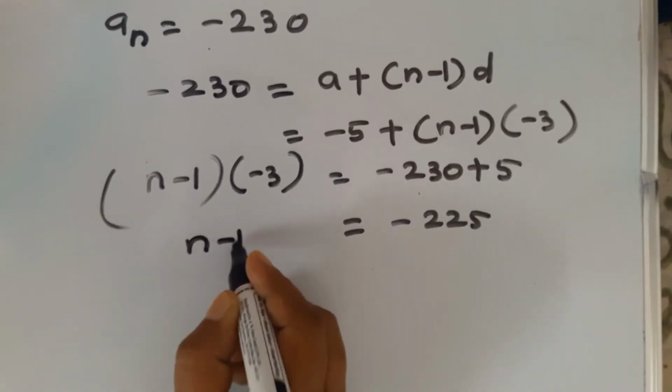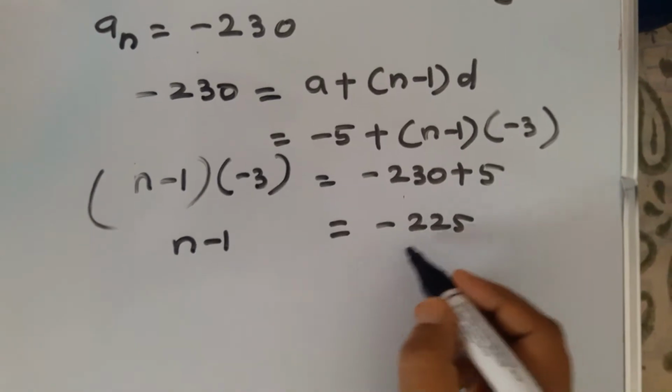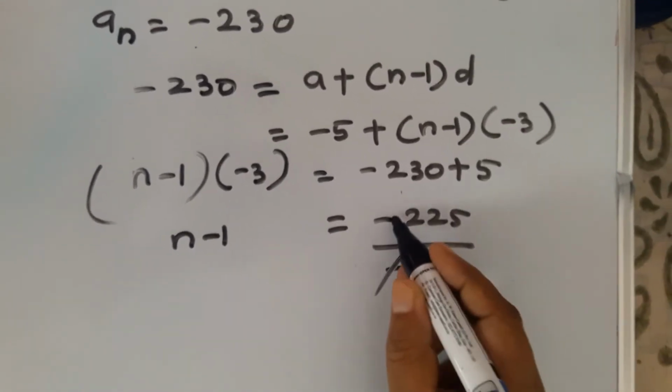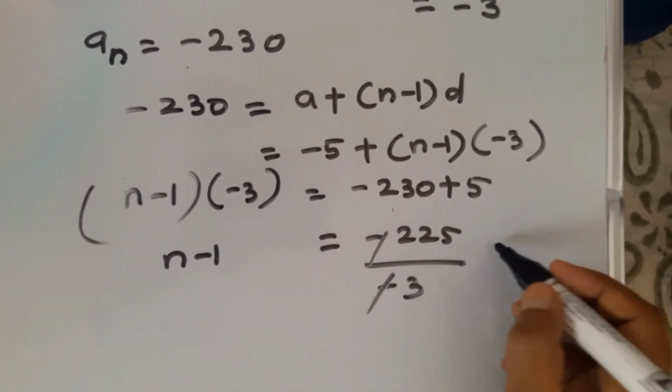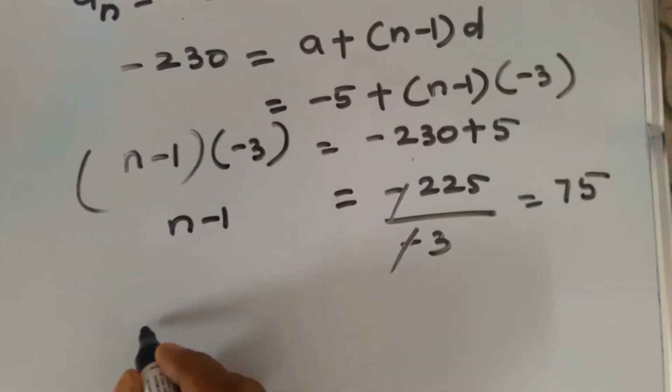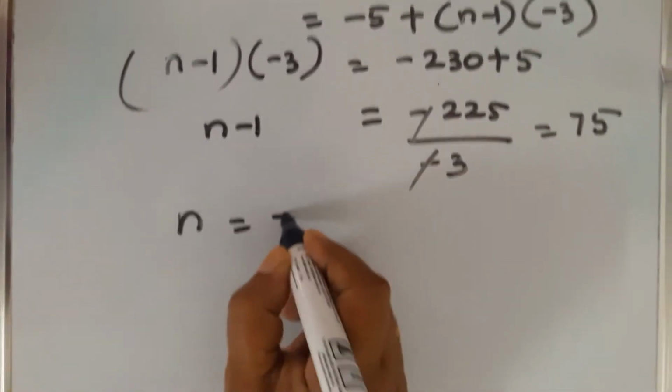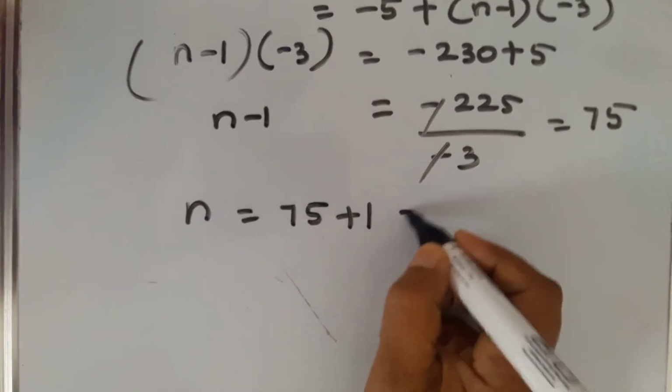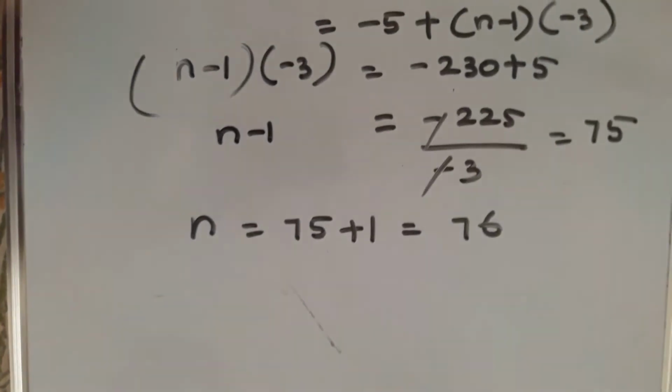Now this n minus 1 I keep here, this 3 I bring to this side. So this will become minus 3. Minus and minus will get cancelled. Simplify this also, you will get it as 75. So n minus 1 is 75, means n will be equal to 75 plus 1, that is 76. So you got to know n also.